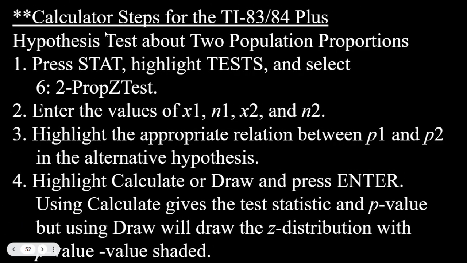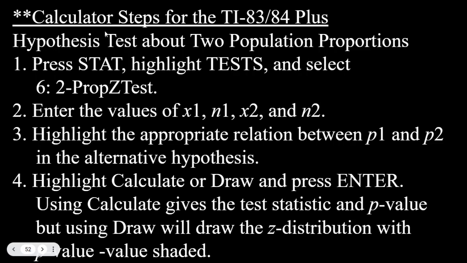On our calculators, this is how we will have the calculator do all that complicated math for us. We will press Stat, highlight Tests, and select number 6, the two proportion z-test. Second, we will enter the values of x1, n1, x2, and n2. Those are the only 4 values that we need from the problem. Then, number 3, highlight the appropriate relationship between P1 and P2 in the alternative hypothesis.